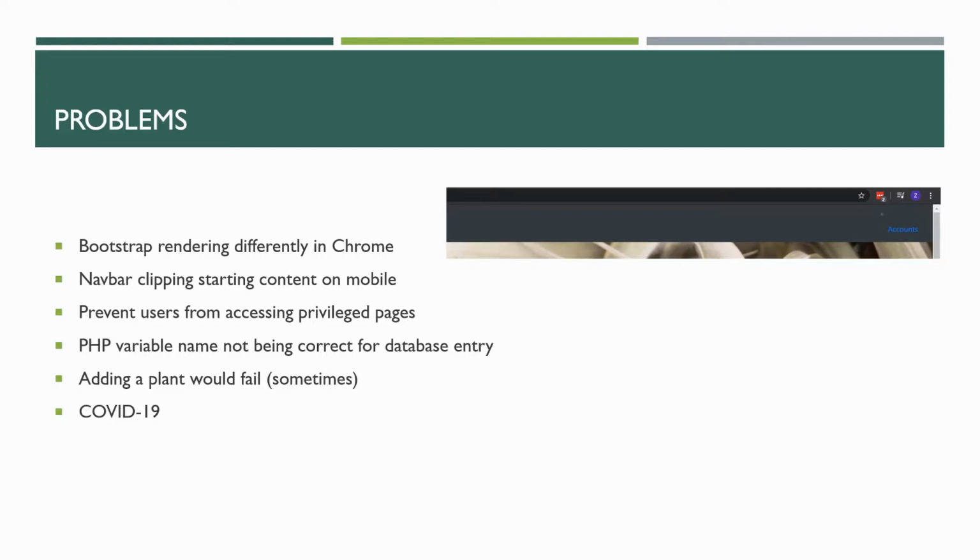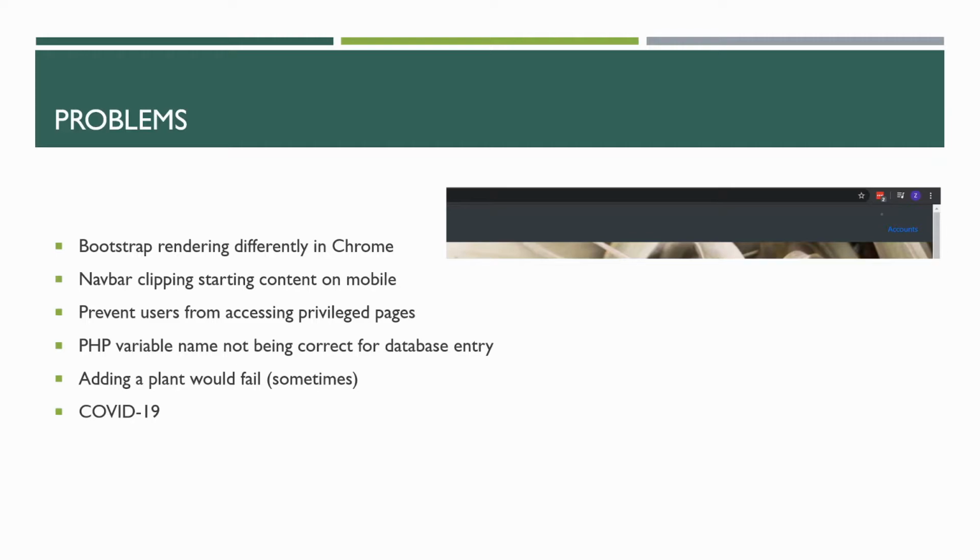The navbar would sometimes clip content on a mobile device. That was a Bootstrap issue I had to look into, and it was just more my fault than Bootstrap's. I had to prevent users from accessing privileged pages. That was something I've never had to deal with before. So that was a new experience learning that. PHP variable names wouldn't display correctly all the time for the database. So when it was supposed to pull a particular plant, sometimes it would just get the name wrong.